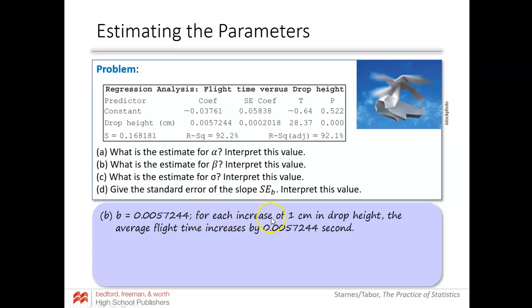So for each increase of 1 centimeter in drop height, right? So slope is y over x. So we always assume the x is a 1. The average flight time increased, because it's positive, by 0.0057-ish seconds. So not very much, but obviously it does have a positive linear relationship that we were looking for when we saw that scatter plot.